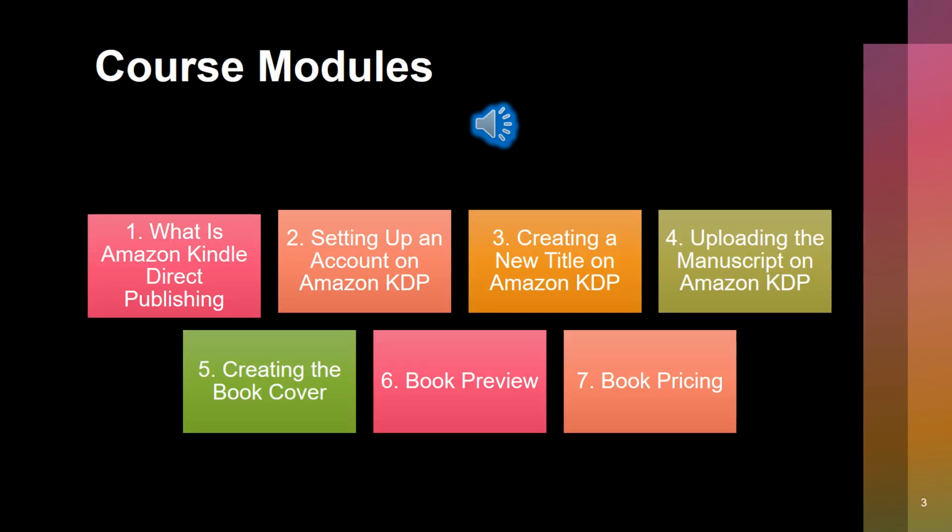Okay, so now we go to slide 3, and it's titled Course Modules. Here we get to look at exactly what we're going to cover in the whole course. The first thing we're going to do is understand what Amazon Kindle Direct Publishing is. Then we'll move on to setting up an account on Amazon KDP. Then we'll move to creating a new title on Amazon KDP. Essentially, a title means a book. In the publishing world, when you say create a new title, it means create a new book.